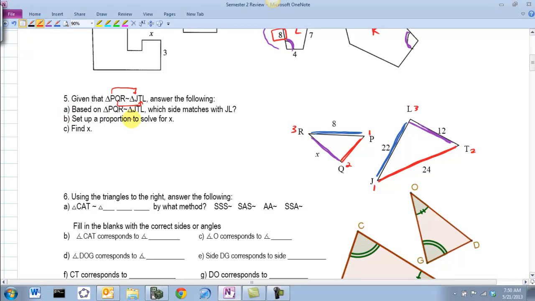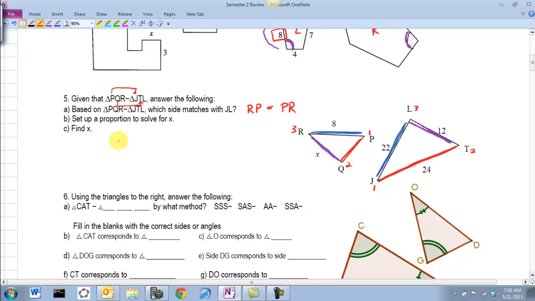Letter A says, based on that similarity statement, which side matches with JL? Well, now that's an easy choice. JL is in blue on my paper, connecting 1 and 3, so RP. So my answer would either be RP, or, since the order is not going to matter, I could do PR. Either one would be acceptable. If it was a multiple choice question, you'd have to be on the lookout for both of them.